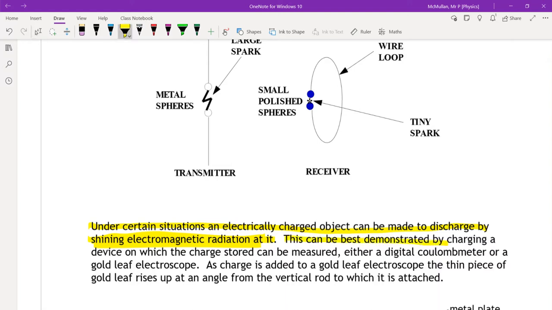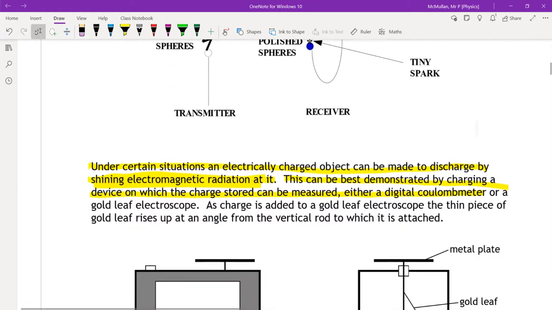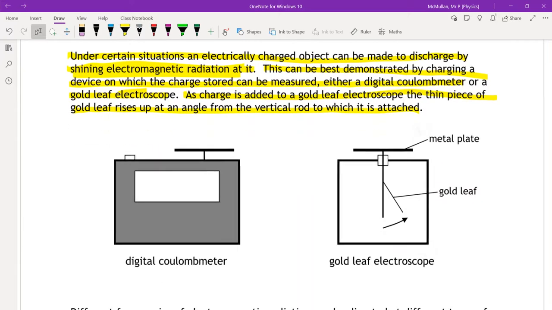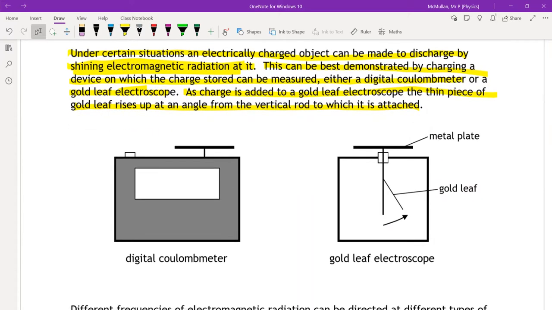We can charge a device and we can measure how much charge we've put on it, how many electrons we've stored on it, with a coulometer. What we've got in school is called a gold leaf electroscope. A charge is added to the gold leaf electroscope, and a thin piece of gold will then rise up at an angle from the vertical rod which it is attracted to. So you use the coulometer to measure how much charge you put onto the leaf. The leaf is then attracted to the metal plate.